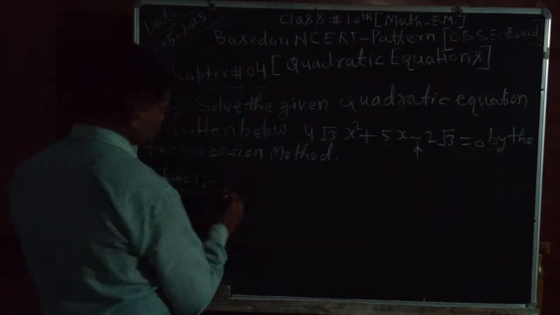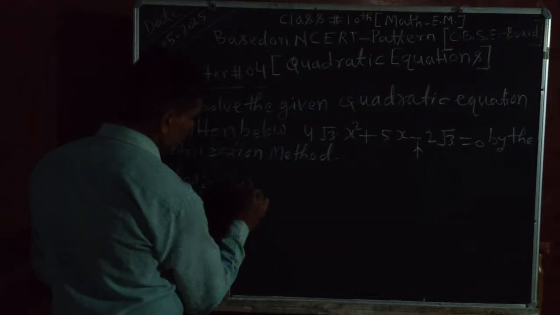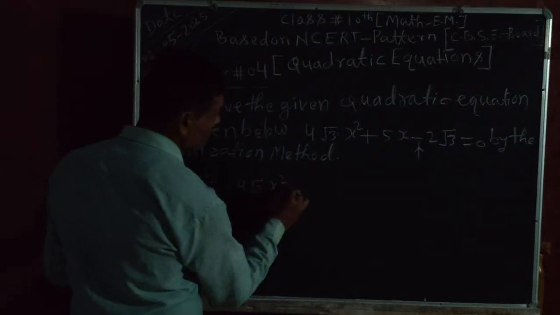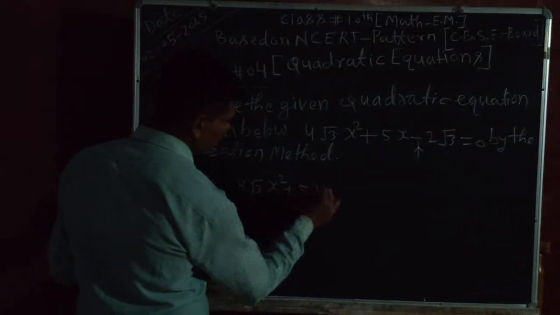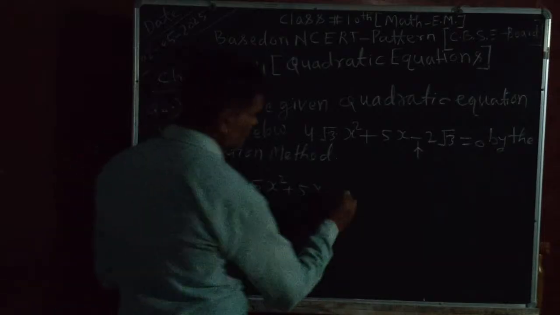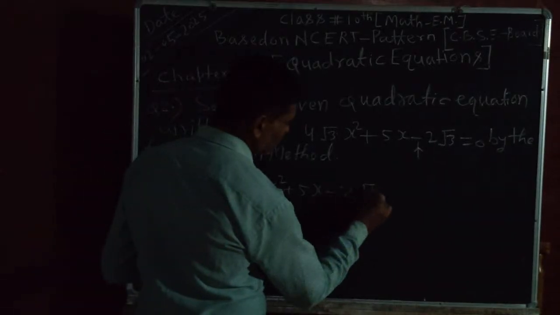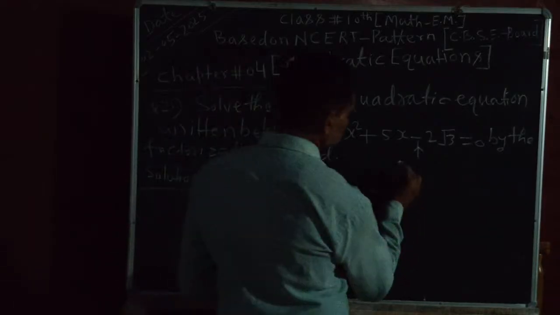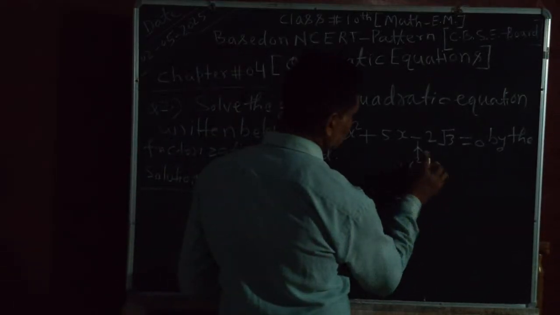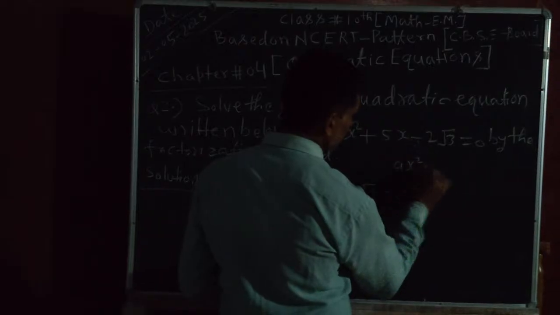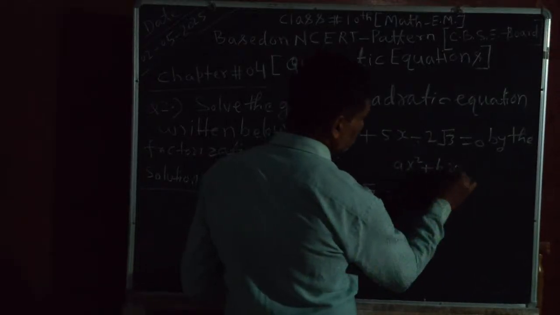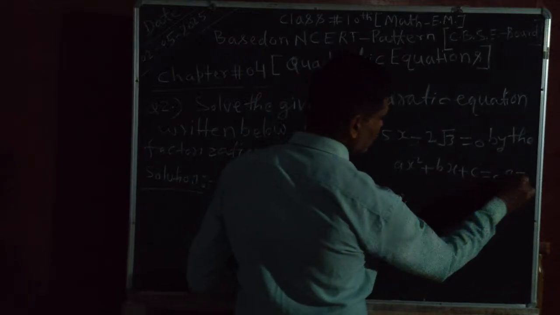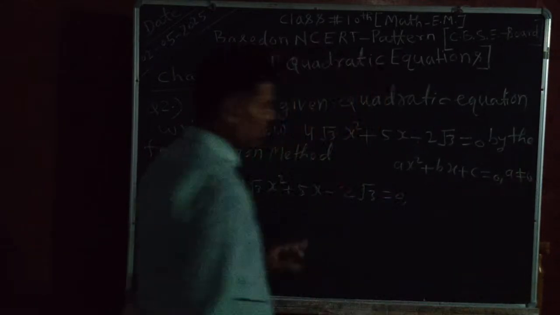Okay student, so I am going to write here 4 root 3 x square plus 5x plus 2 root 3, which is equal to 0. Now here I am going to write the general quadratic equation, that is ax square plus bx plus c, which is equal to 0. This is the general quadratic equation, and you have to remember it.